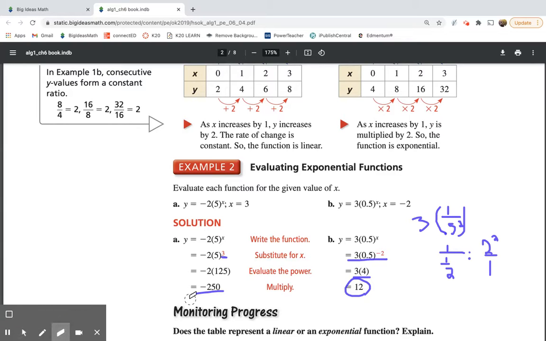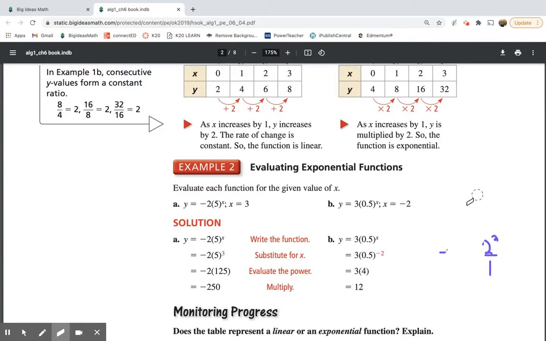Okay, actually, I guess I better erase. I need some elevator music while I erase.